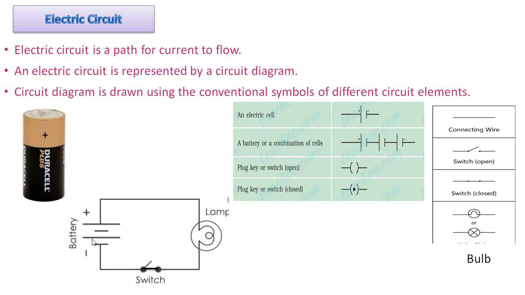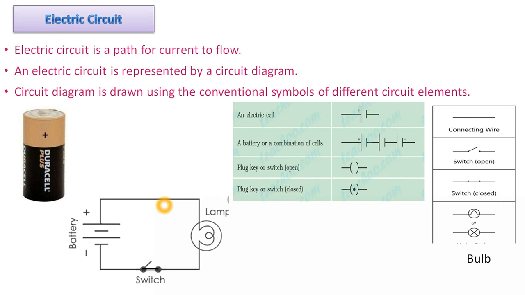See, this is your battery, this is the bulb, and this is the key. Now if it is like this, it is an open switch. That means the switch is not on, the switch is off. But if it's like this, that means the key is closed, the switch is on, and the bulb will start glowing. So this is how you will connect it. You will connect it with wires. These straight lines are nothing but wires.